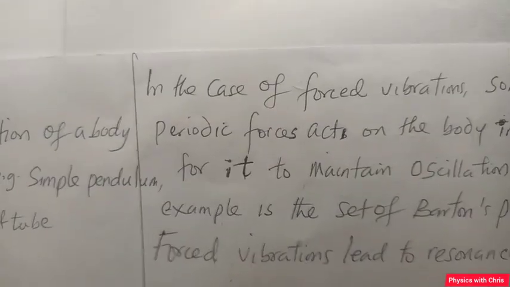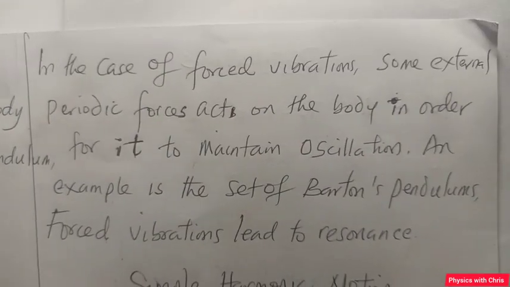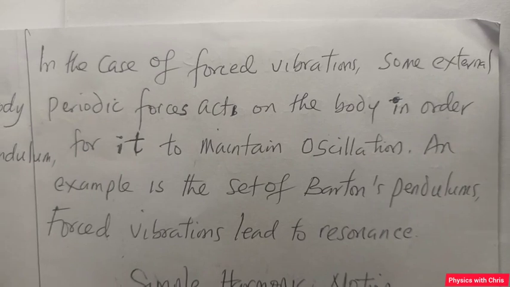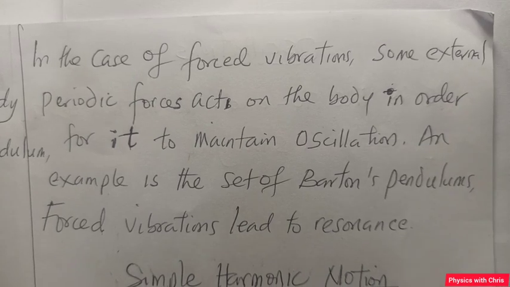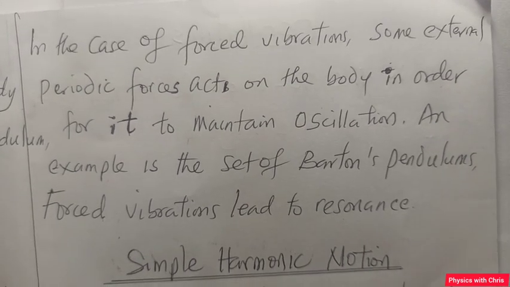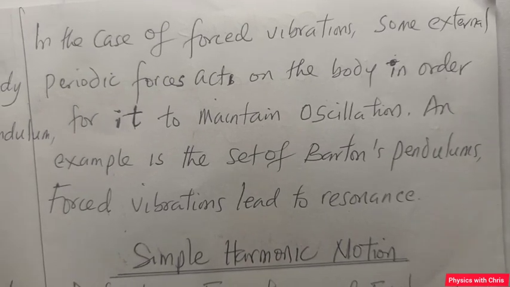Now, again, you can see that in the case of forced oscillation or vibration, some external periodic forces act on the body in order for it to maintain its oscillation. We need the application of some periodic forces or impulses so that this system, this body, can maintain its oscillation. An example of forced oscillation is a set of Barton's pendulum. And then you also know that forced vibration leads to what we call resonance.